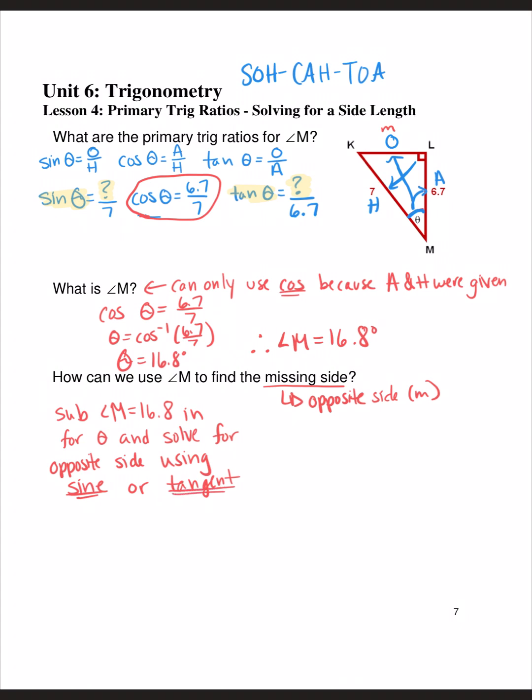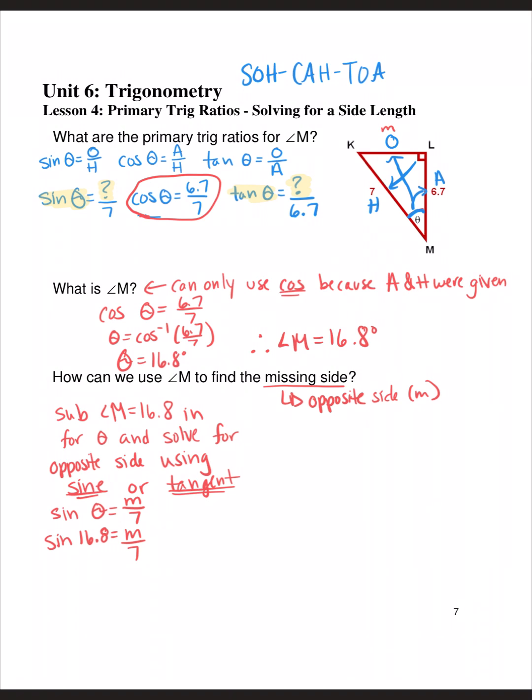So for the sine, well, we know that the sine of theta is going to equal my opposite side, which is m, over my hypotenuse, which is 7. So I'm going to sub in that 16.8 I found for theta and see now if I can figure out what m equals.